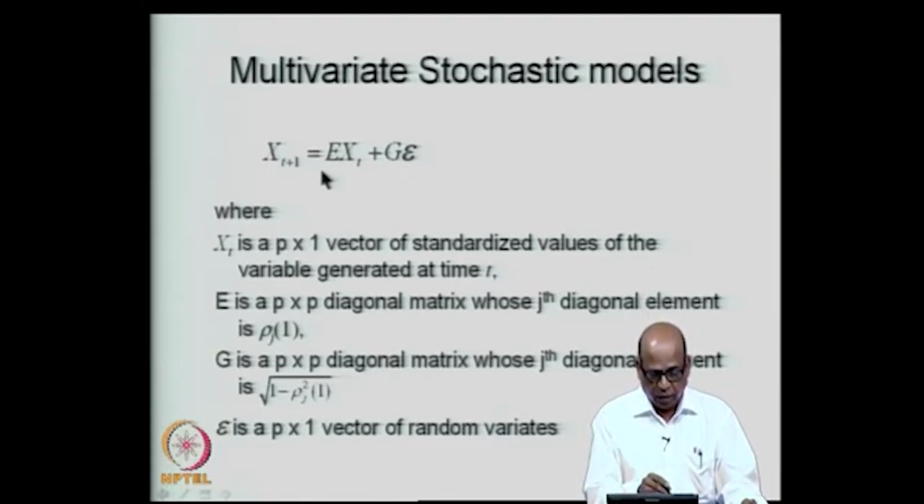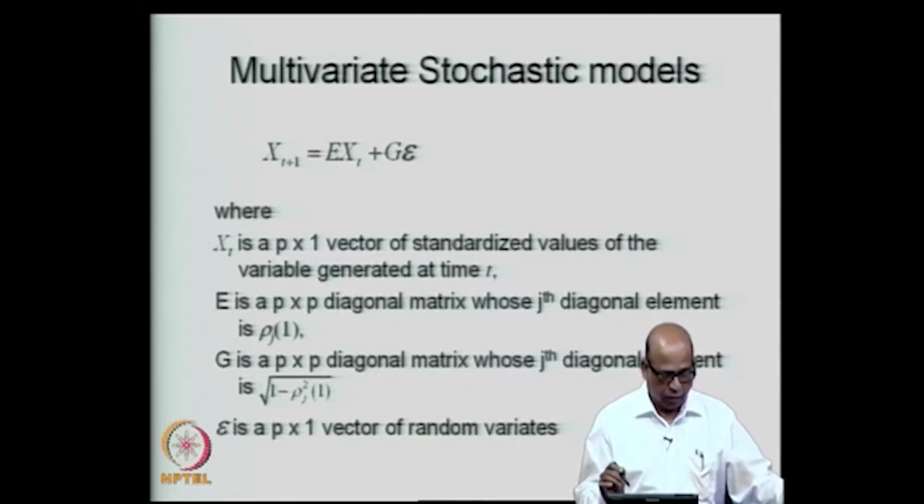And then we write this as E into x t. This is not expected value; E is a matrix. E into x t: we are using, from time period t to time period t plus 1, the data at time period t plus G epsilon. Epsilon, all these are matrices. Now, x t is a p by 1 vector, this has standardized values of the variables at time t.